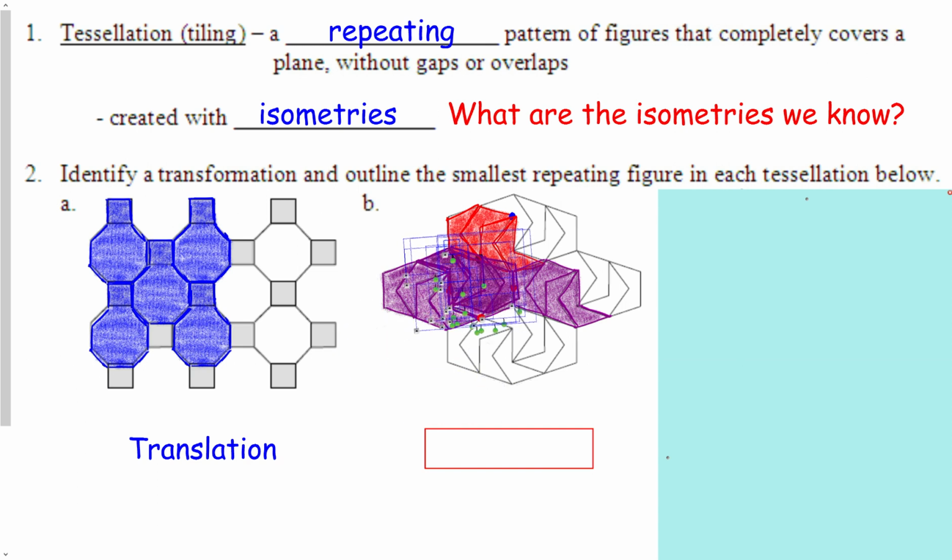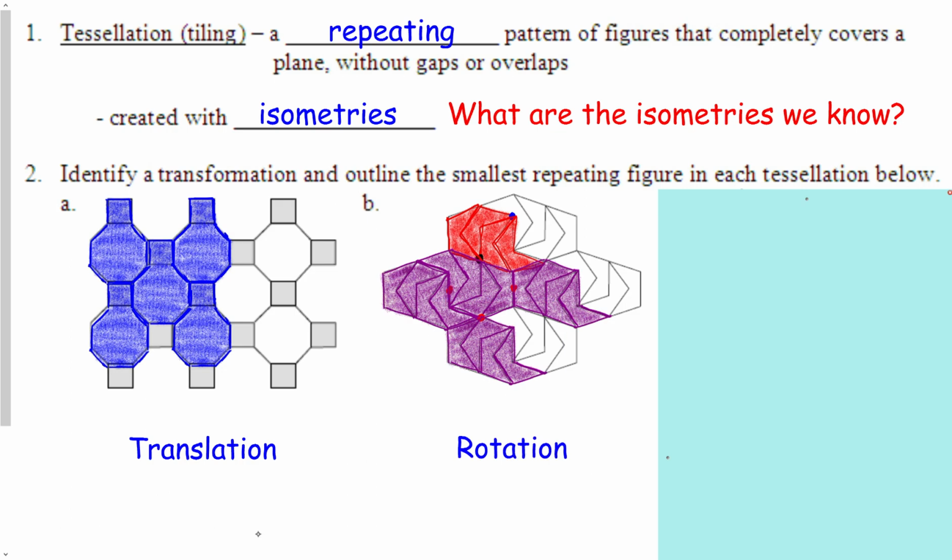So here, if I start there and I rotate around this red point, that point would be there not moving, and it would match up with the section below. So this one would be rotations.